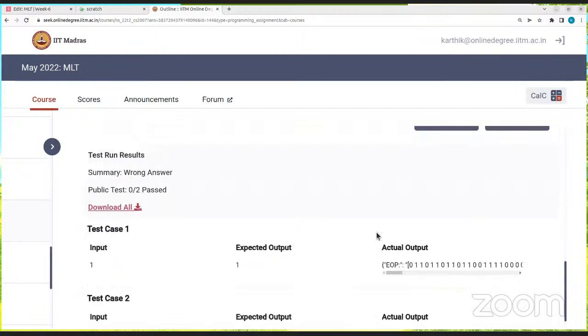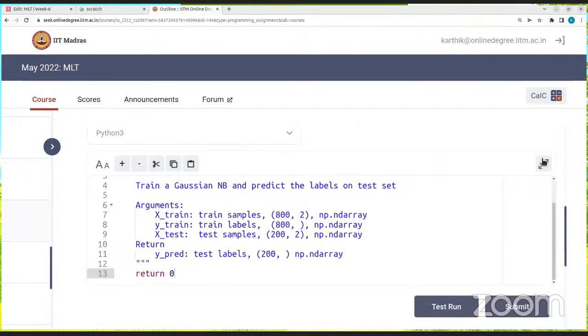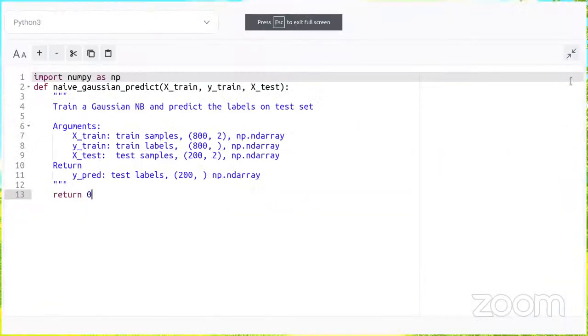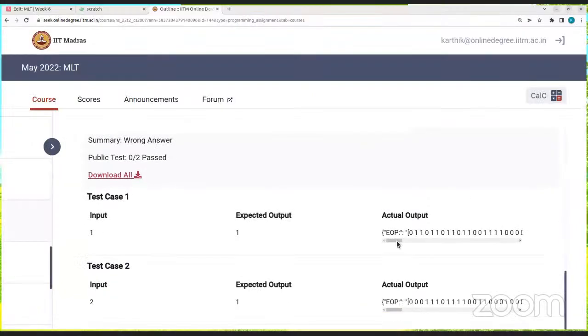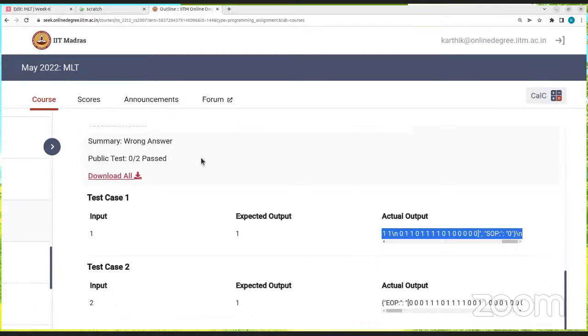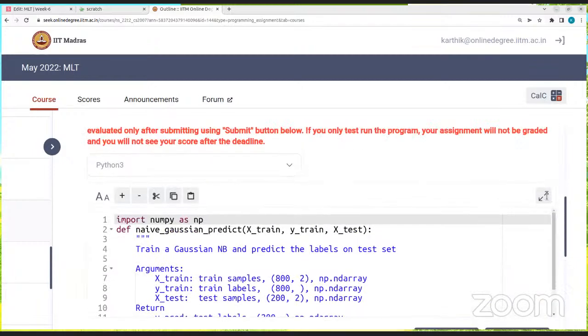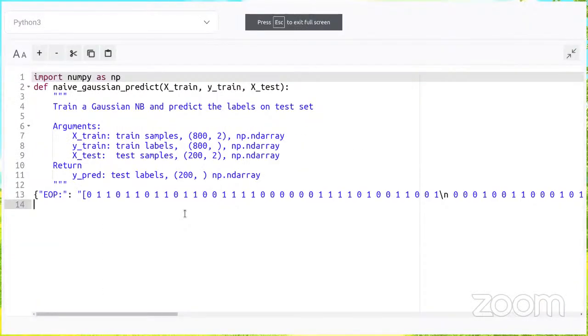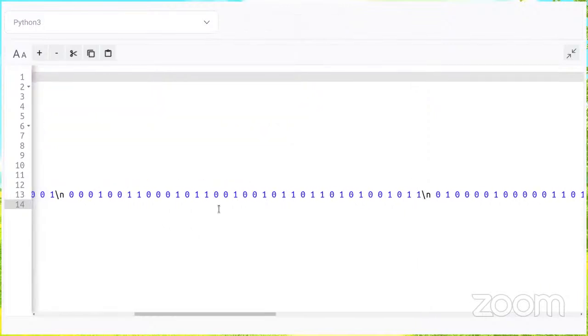I get this EOP. See, there are two things, right? SOP is also given there, in the last. Oh, okay. So one way to parse this is you can copy this, paste it here and see what happens.